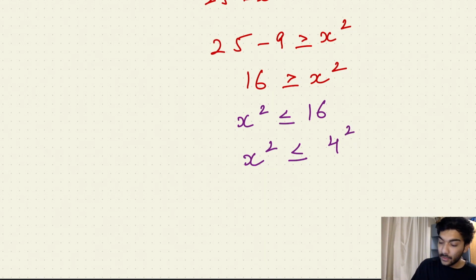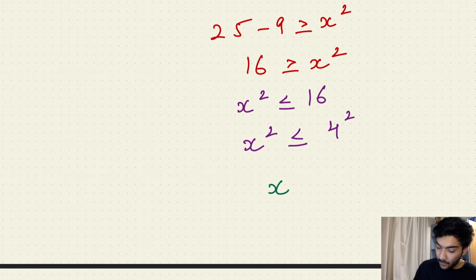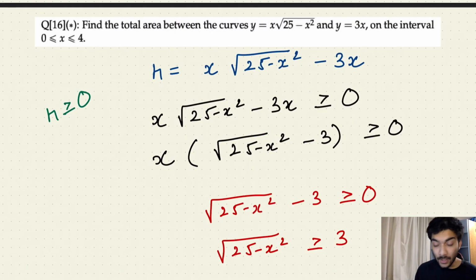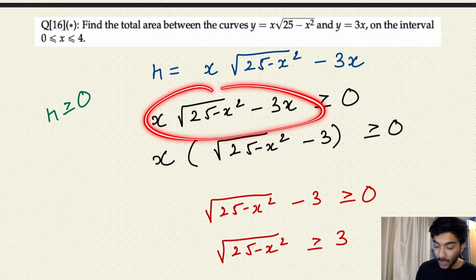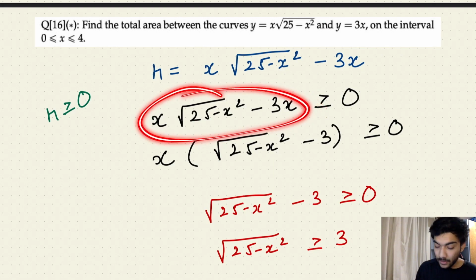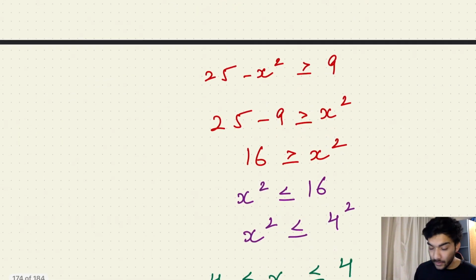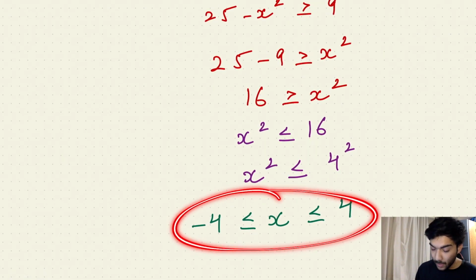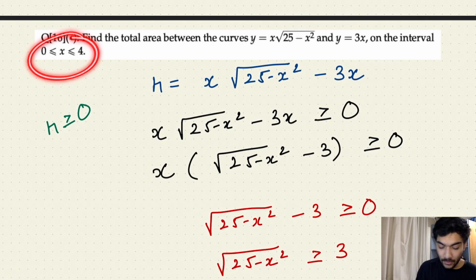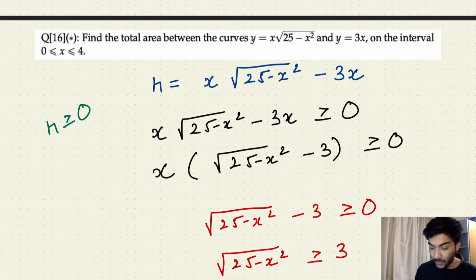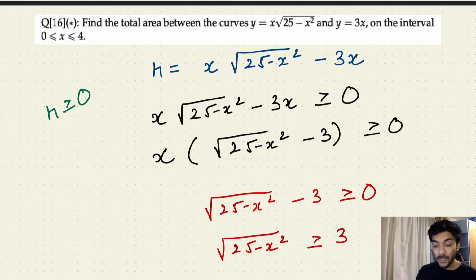And we also know that if we solve this inequality, we'll get x is less than or equal to 4, greater than or equal to minus 4 in this case. And you'll clearly notice that by solving this inequality for our height to be greater than 0, this expression is greater than or equal to 0 when your x lies between minus 4 and 4. And you also know that your interval is from 0 to 4.